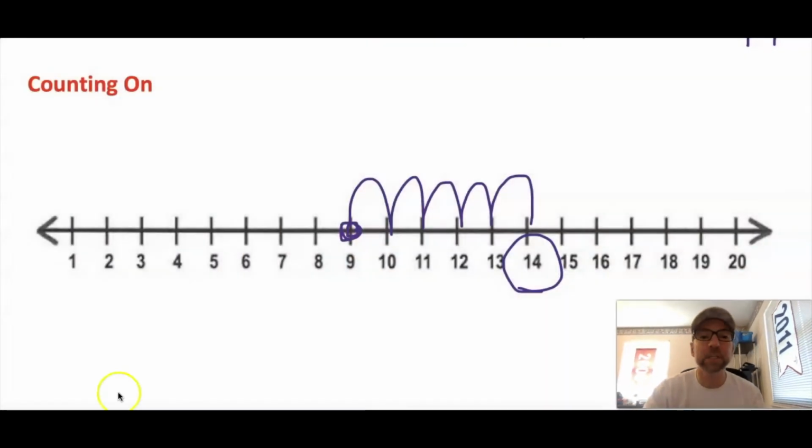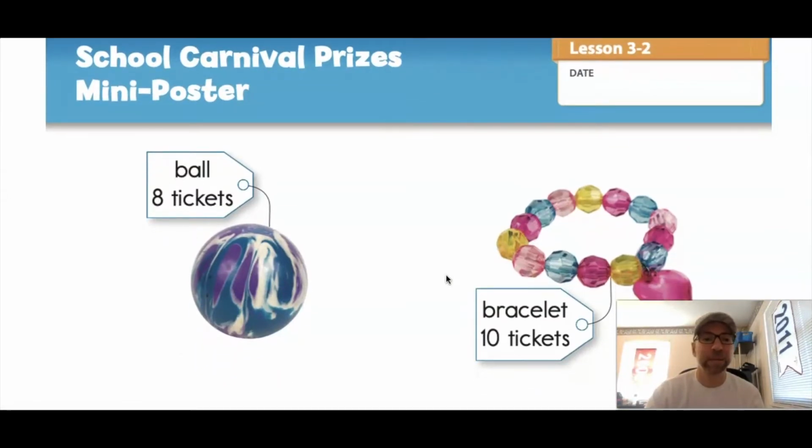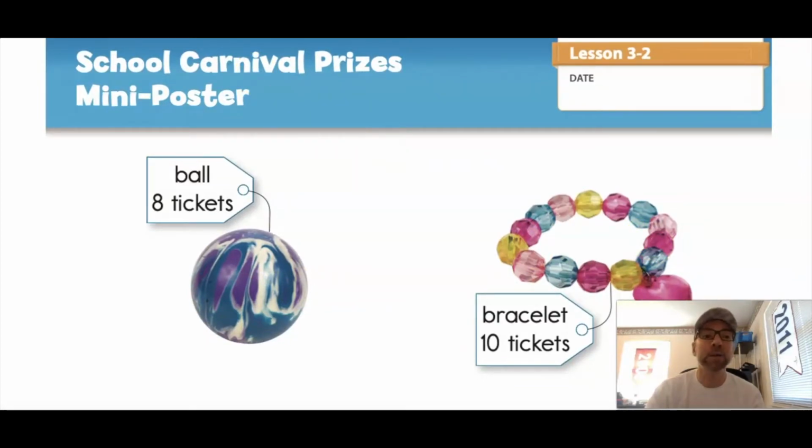All right, we're going to need our math journal now. And you're going to open up to page 20. So that math journal that you got, go ahead and open up to page number 20. I'm going to show you what it looks like. It has some pictures on it, a picture of a ball and a bracelet at the top. And we are going to be looking at the School Carnival Prizes mini poster. So you want to look for page 20. You might have to hit the pause button until you get there.